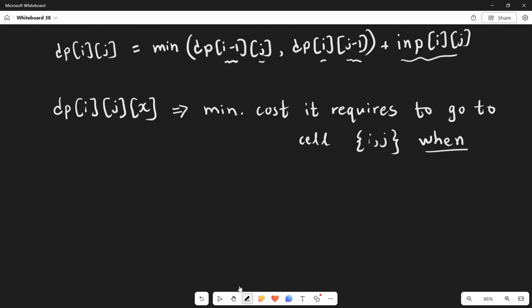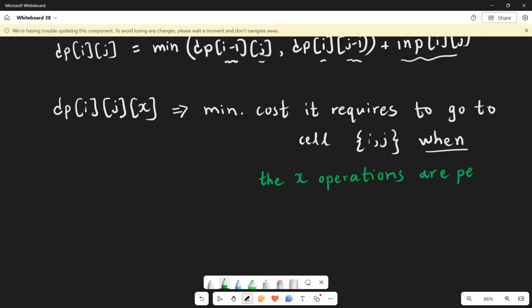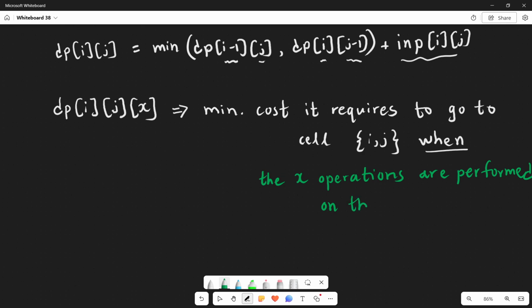when the ith row is, okay, when the x operations are performed on the ith row.